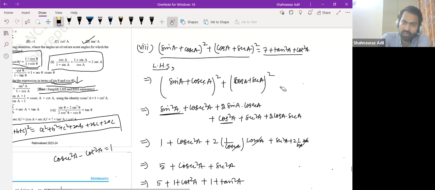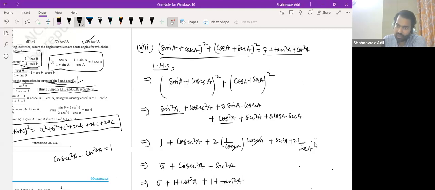What was your question, Amira? I was asking if it was cos. I thought it was sin. No, no, let me write it properly. This is cos A. This is sec. Okay, in here I have written it very small. This is 1 by sec A, and then sec.